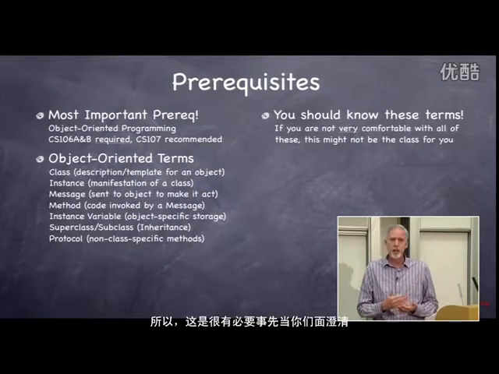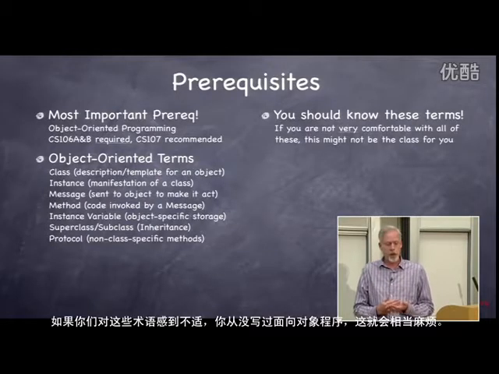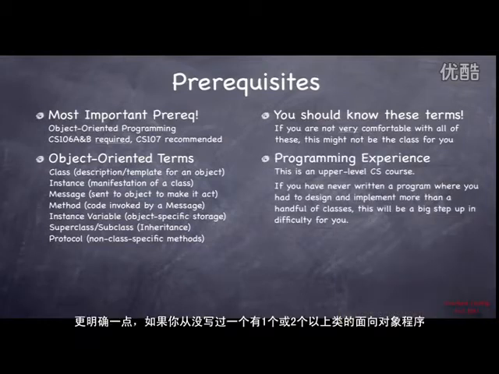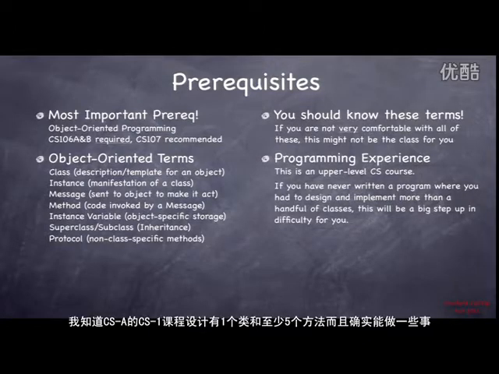So that's really something to be clear about right up front. If you're not comfortable with these terms, if you haven't had some experience writing object-oriented programs, it's going to be trouble. And specifically, if you've never written an object-oriented program that uses more than a class or two, like I know in a lot of CS 106A, the assignments are to write a class that has these 5 methods that does something.